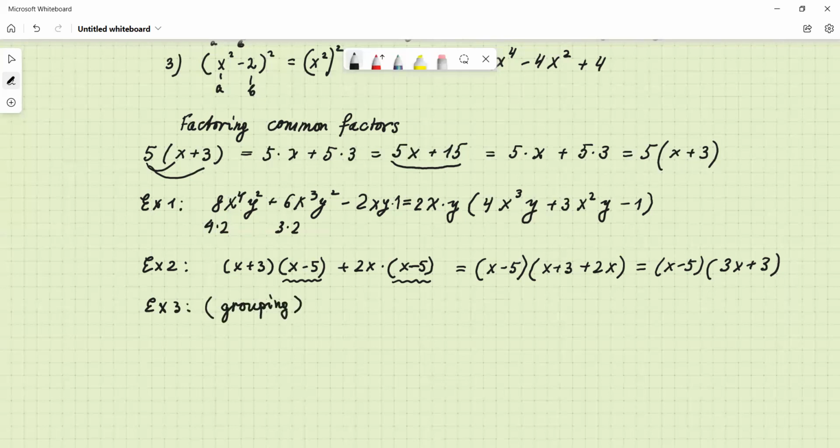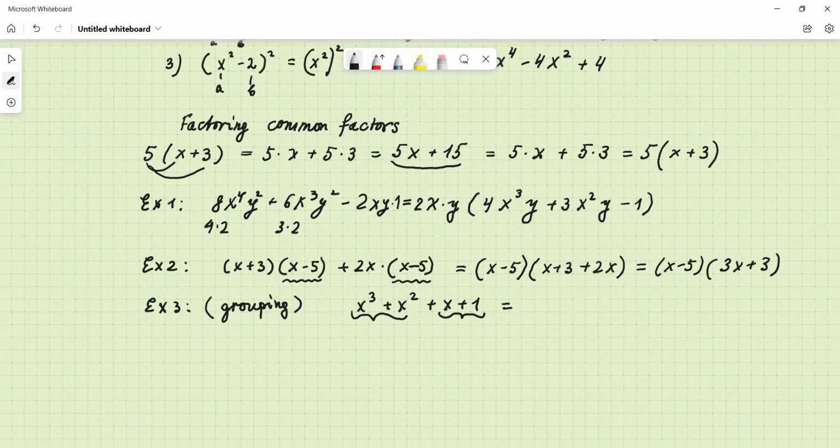Factoring by grouping is actually a mix of factoring a common factor and doing one extra operation. Let me give you an example. Imagine that you have x cubed plus x squared plus x plus 1. When you have 4 terms, you can unify the first 2 terms in one group and the second 2 terms in another group, and try to factor something from the first group.